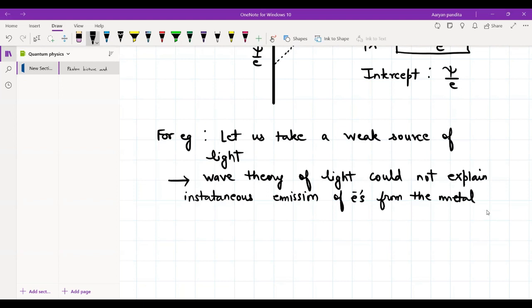Whereas the photon picture says that it is not at all necessary whether it's a weak source or a strong source. If it satisfies the criterion that the wavelength of the incident light should be lesser than the cutoff wavelength, electrons will come out instantaneously. And by instantaneously, I mean 10 raised to the power minus 9 seconds. So it is that instantaneous. You shine a beam, instantaneously the electrons come out. This particular thing cannot be explained using the wave theory. Therefore, we can say that to explain the photoelectric effect, the wave theory has failed. And this is what I wanted to explain. Thank you very much.